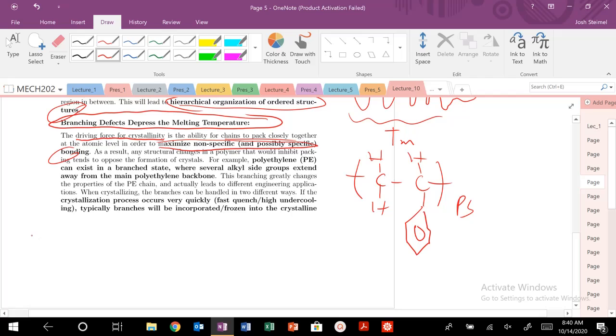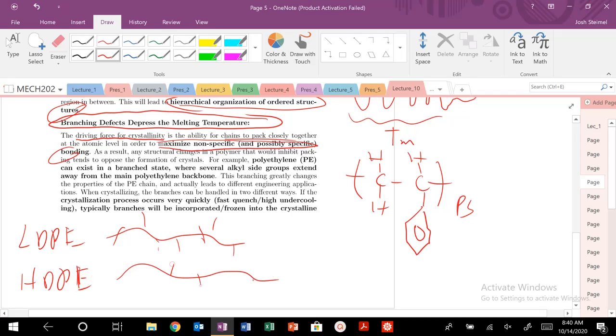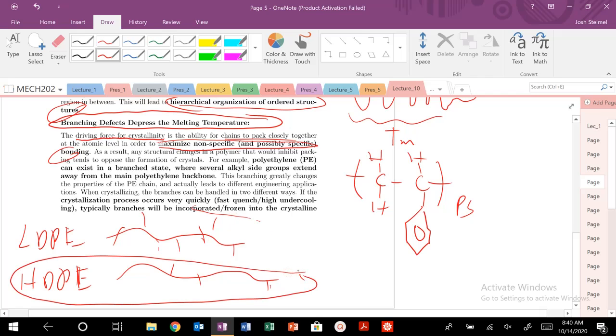But for polyethylene, we know I could have low density polyethylene, which has lots of branches, and I could have high density polyethylene, which has much fewer branches here. Which of these is going to have a higher driving force, or a higher melting temperature? Well, we know it's not LDPE, it's going to be our high density polyethylene because they can stack closer together, with fewer branches.